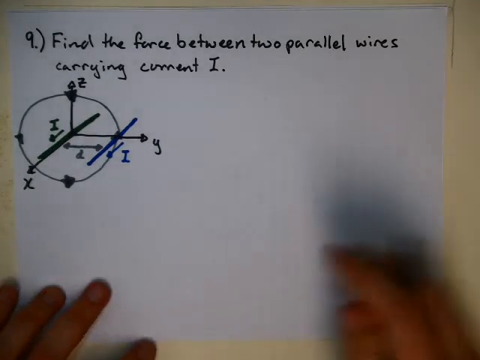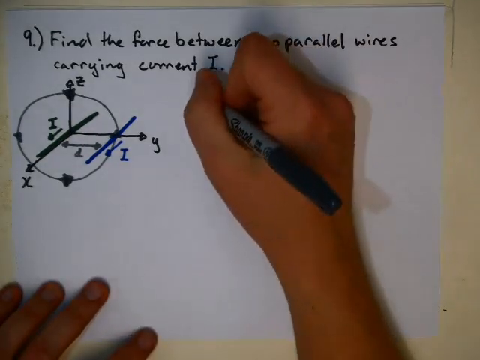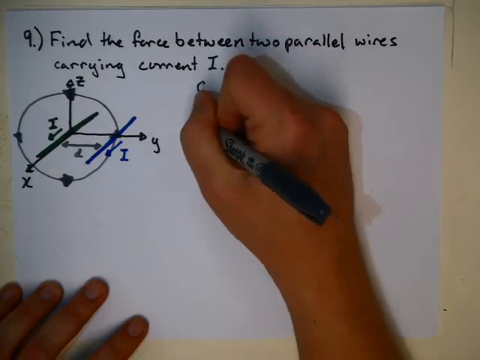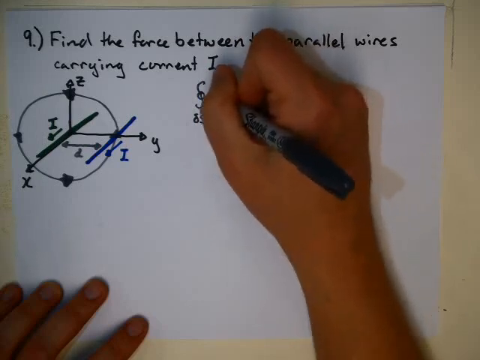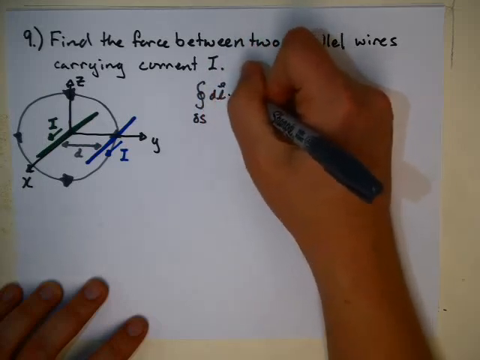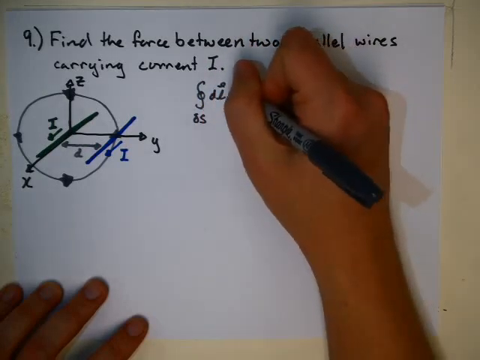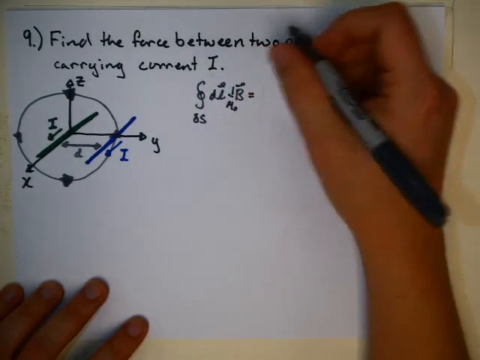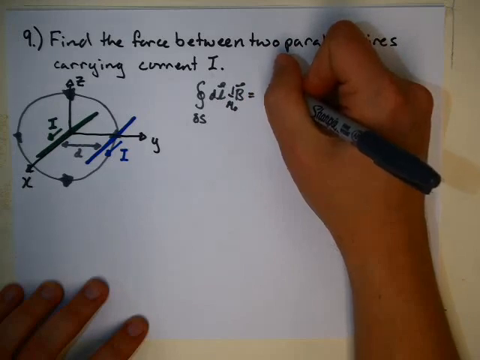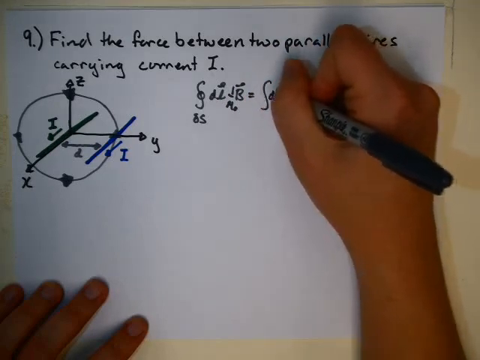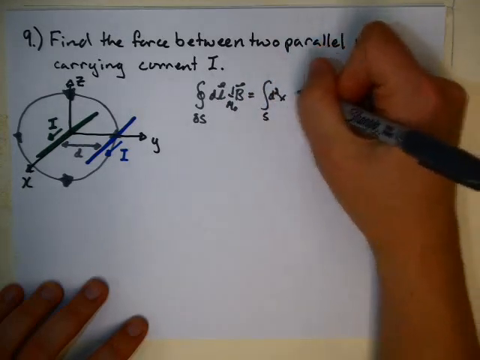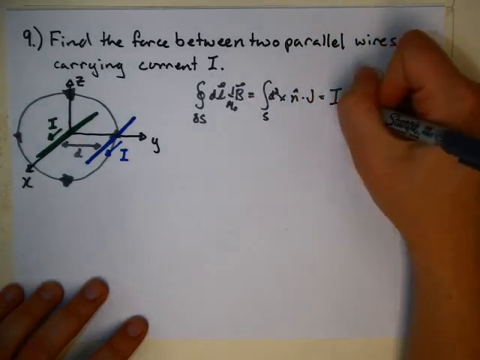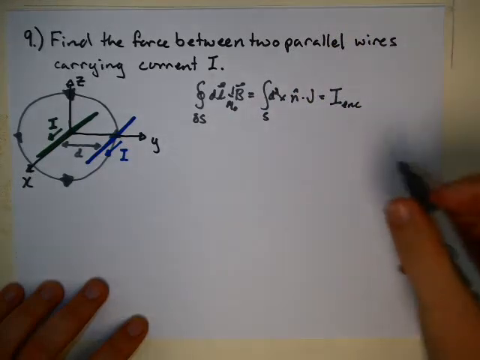And Ampere's law states, the integral form of Ampere's law states that the integral over the edge of this closed surface of dl dot the magnetic field, 1 over mu naught, should be equal to the integral through the surface d2x n hat dot j, which of course is simply the current enclosed.